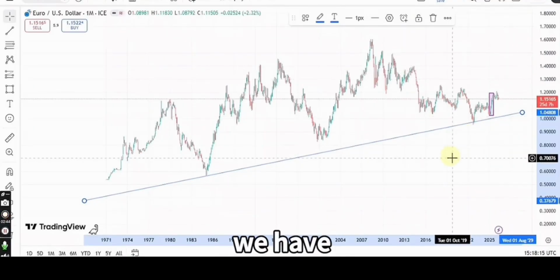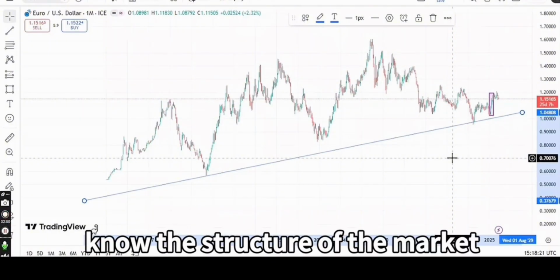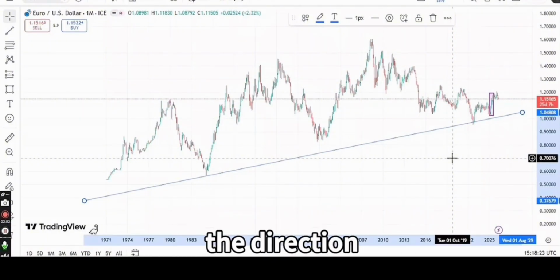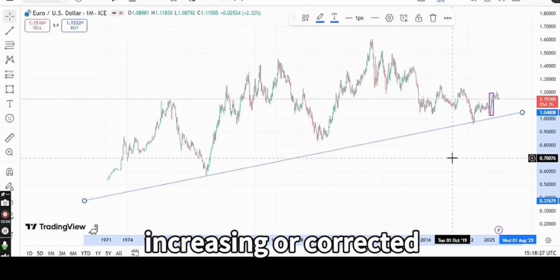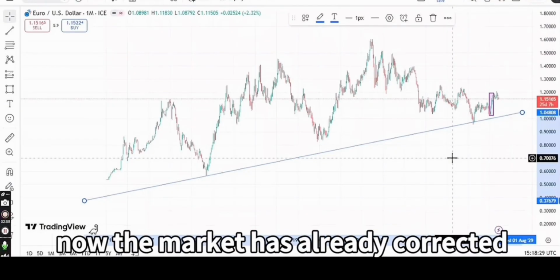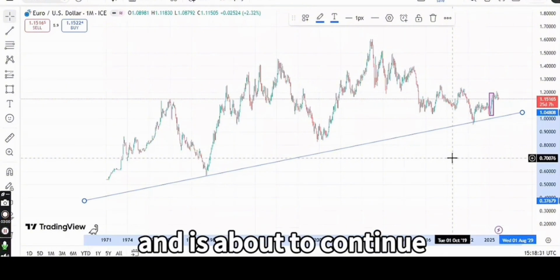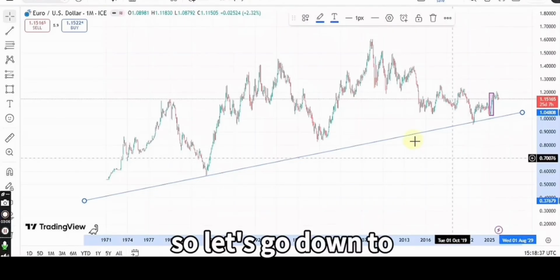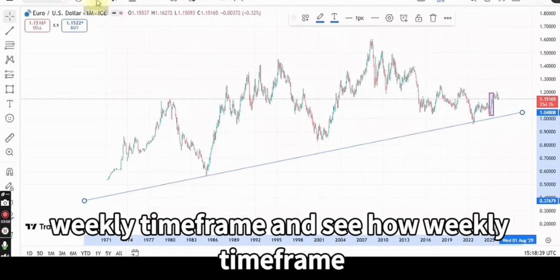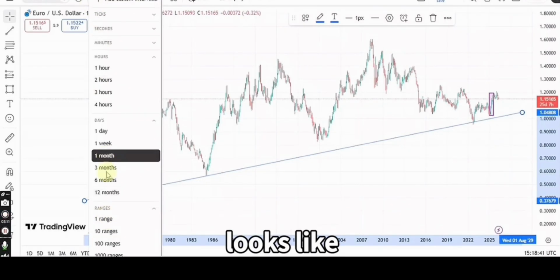So we have identified our 2 steps. First, know the structure of the market, the direction. Secondly, know if the market is retracing or correcting. Now the market has already corrected and is about to continue in the direction from monthly time frame. So let's go down to weekly time frame and see how it looks.